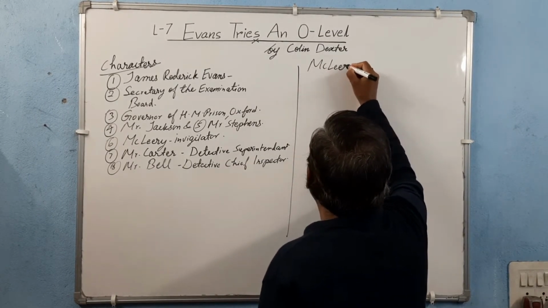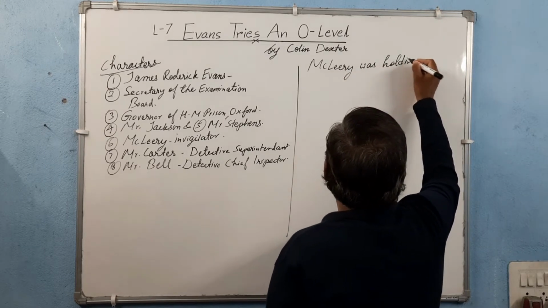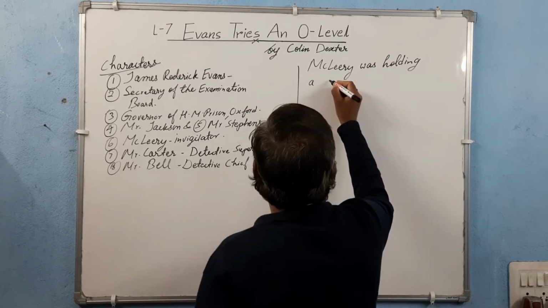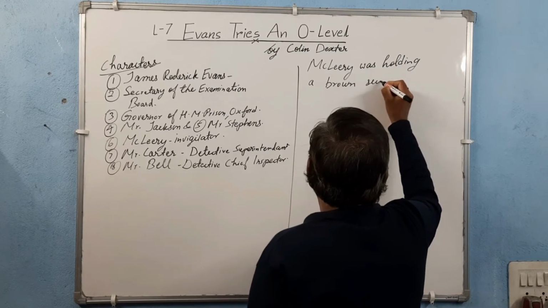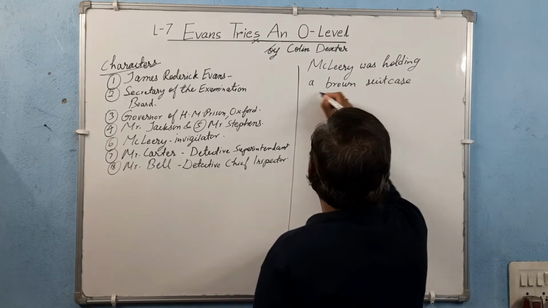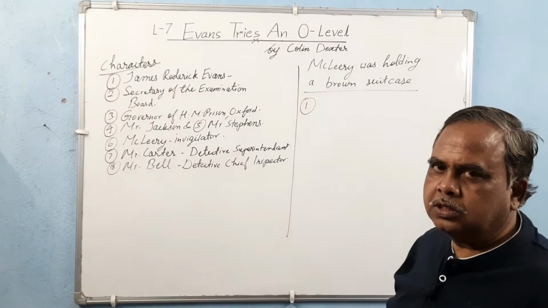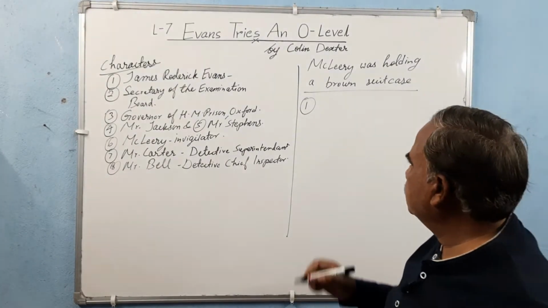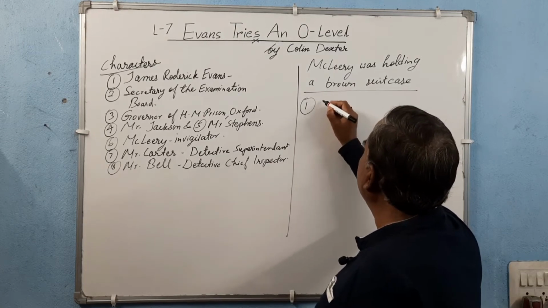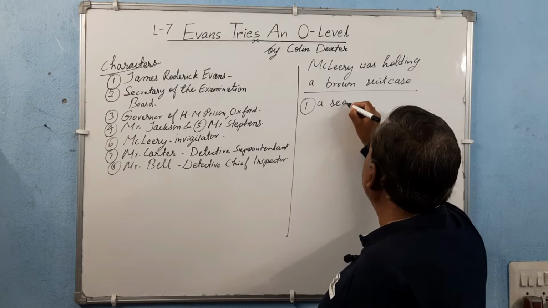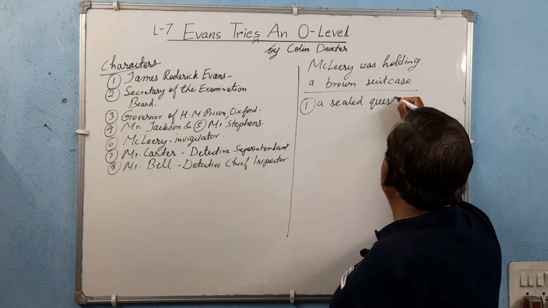McLeery was holding a brown suitcase. There were many things in that brown suitcase, so let us see what they are. First, a sealed question paper envelope.